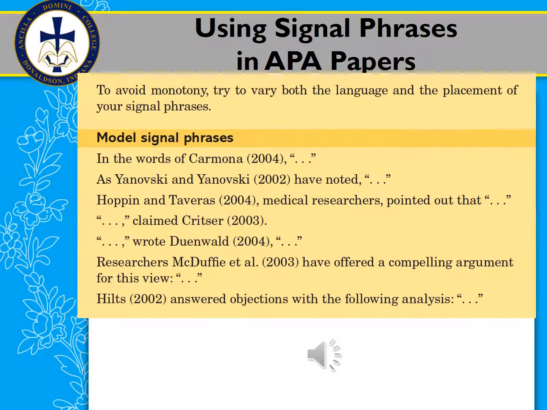In APA, you're going to put the year that the article or book or whatever other type of source came out right after the author name. So that's one of the differences between APA and MLA. You're going to do that. We'll look at some other examples down there as well, you can see.